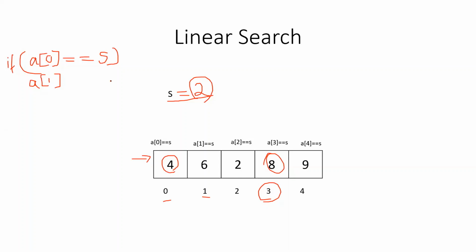But I know what is A of 0? A of 0 is 4. What is S? S value is 2. You are comparing whether 4 is equal to 2. You know it is not equal, right? Then we will move to the next element in the array. To get the next element, we will do A of 1, whether it is equal to S, right? What is A of 1?